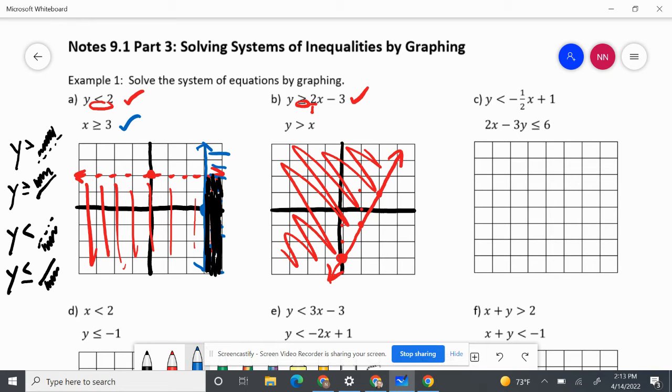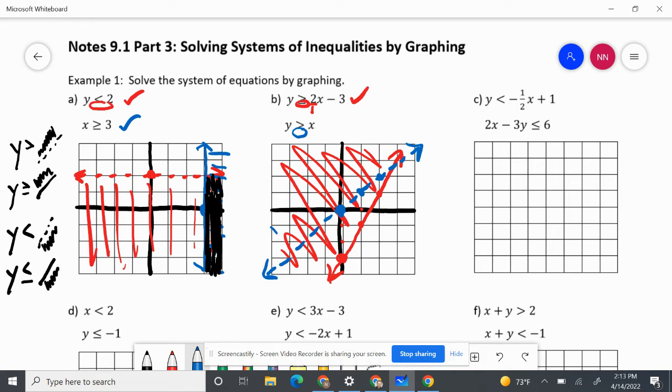Now for the second one, our y-intercept is 0. Our slope is 1, that would be 1 over 1. So we go up 1 to the right 1. I'm going to do it again, up 1 to the right 1 again. And I'm going to draw a dashed line. Once again, the reason that it's dashed is because it's not equal to. It's just greater than. So it's all the values that are above the line, not equal to the line.